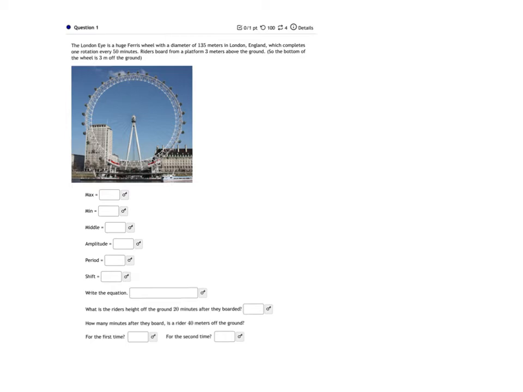So what we're going to do first is find the maximum, minimum, middle, amplitude, period, and shift. Then we're going to write an equation and answer the questions. So the first thing I want to do is find the maximum. So let's read through the question.